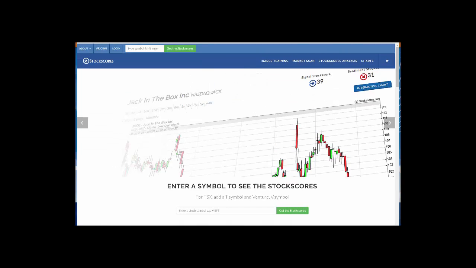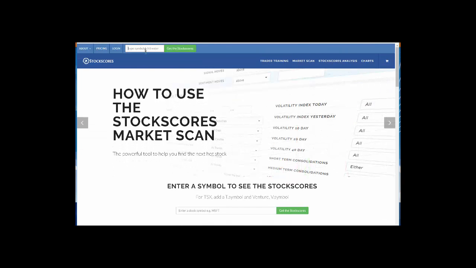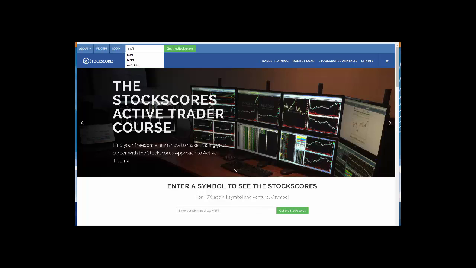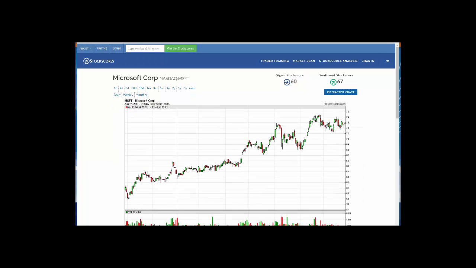I'll very quickly show you the new charts. The enter the symbol box is up in the top left. And if I type in the symbol, US symbols, simply enter in the symbol. For Canadian symbols, you have to put a prefix in front of the symbol. So if you want to look at Suncor on the New York Stock Exchange, you type in SU. On the Toronto Stock Exchange, you type in T.SU.